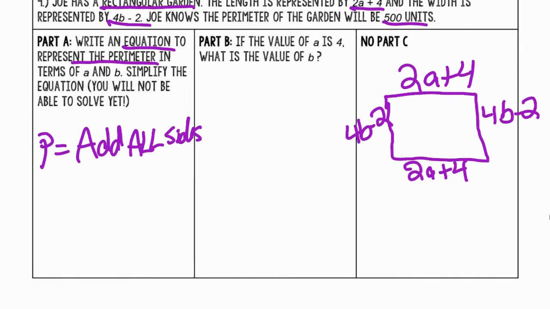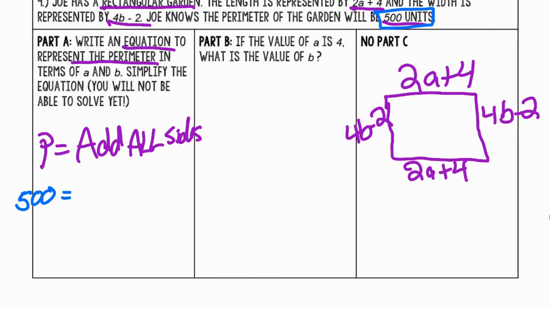Okay, so I know my perimeter equals all my sides added up. So I need to add all 4 of them. Now, I'm looking back up here in my original problem, and I'm seeing that they told me the perimeter is going to be 500 units. So my P on this side is actually 500. 500 equals all these sides added up together. So that's what I need to do. I need to add up all my sides.